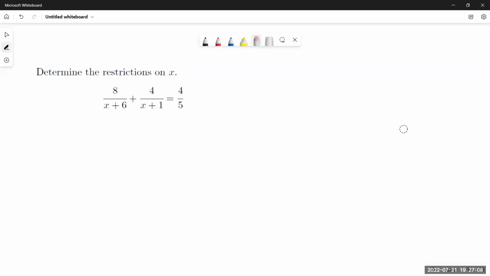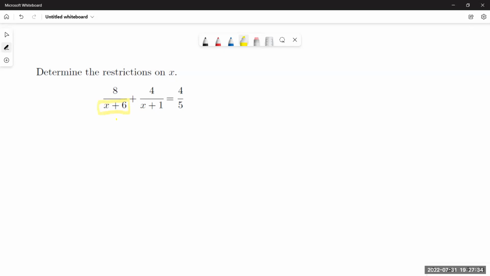Right, so in this question, we are not requested to solve, however, just to figure out what is a restriction on the x once we solve it. So this is a pretty easy question. What you have here is an equation having denominators, right? And what we all know about denominators is that they cannot be equal to 0.